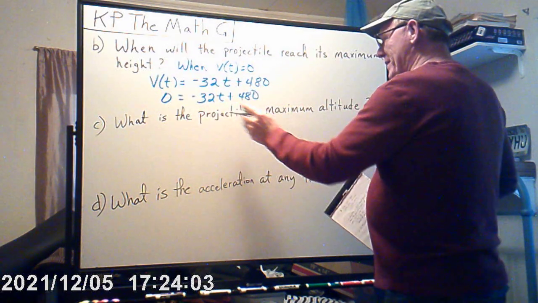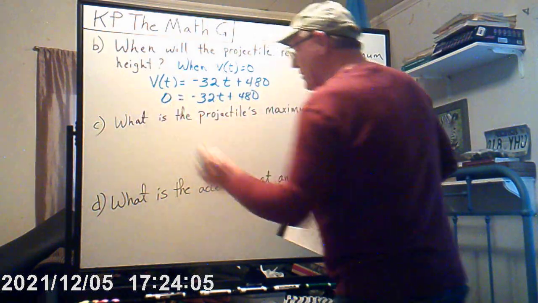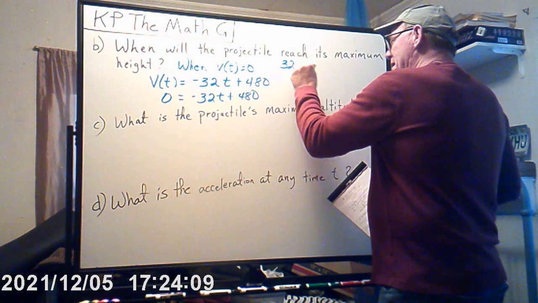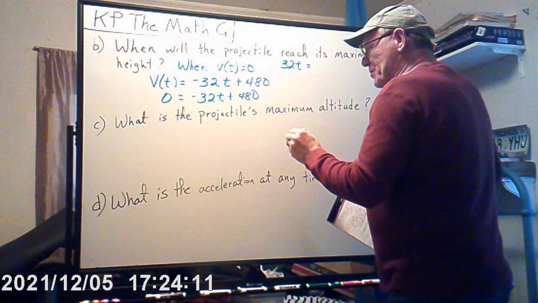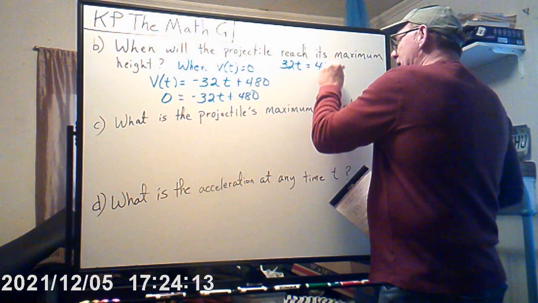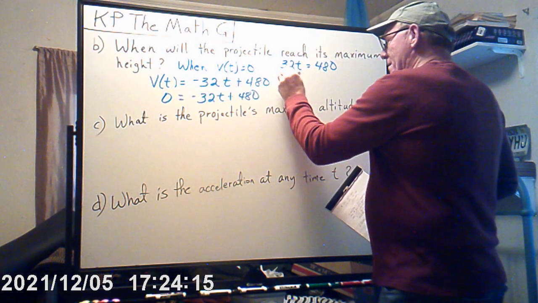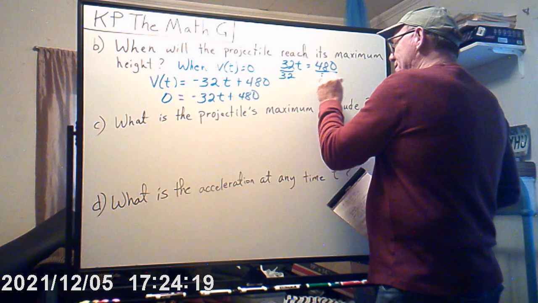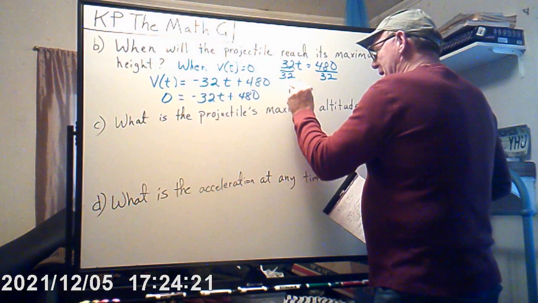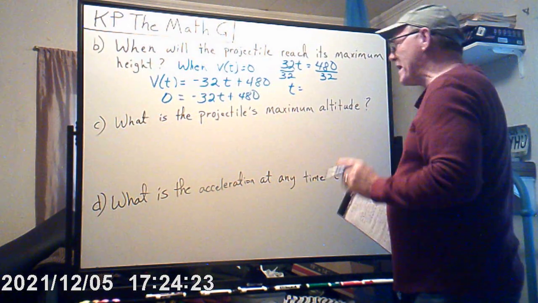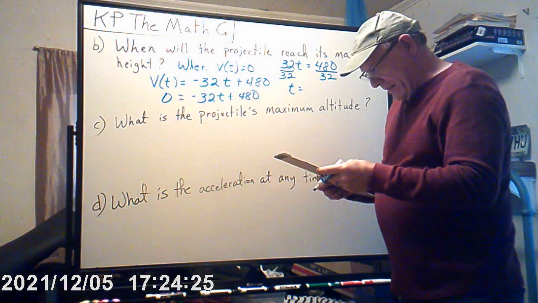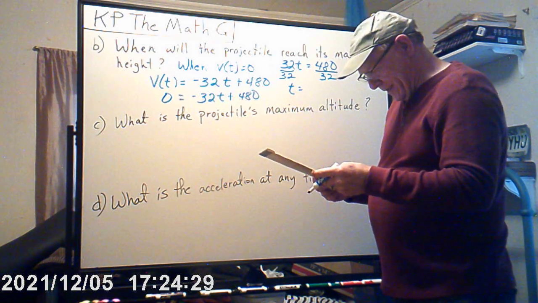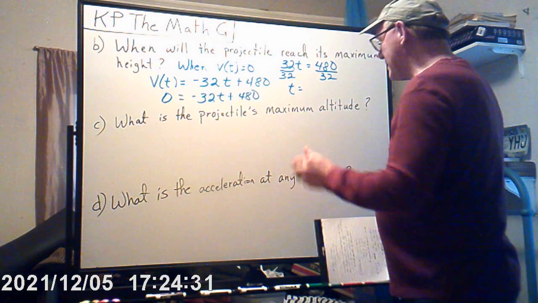So let's solve this. I'm going to bring this over to the other side. It's going to make this positive 32t, and that's equal to 480. When I divide both sides by 32, t is going to be some positive number, and let me see what that was. 15.